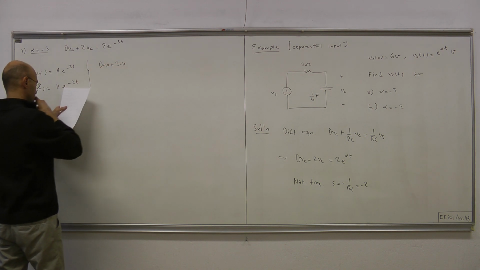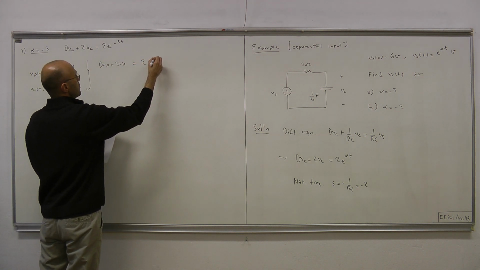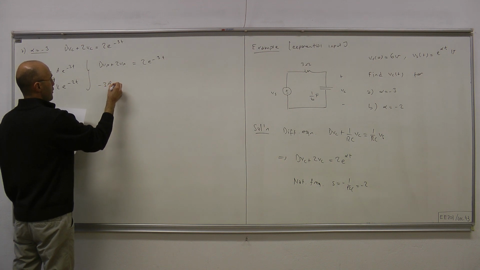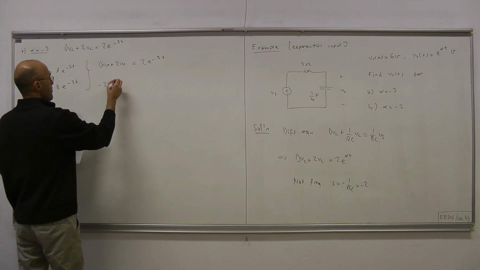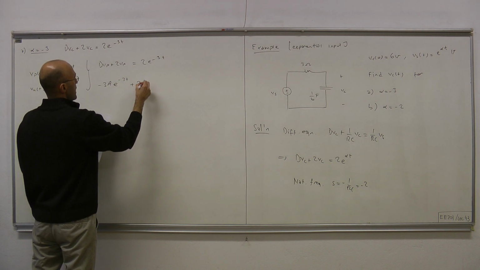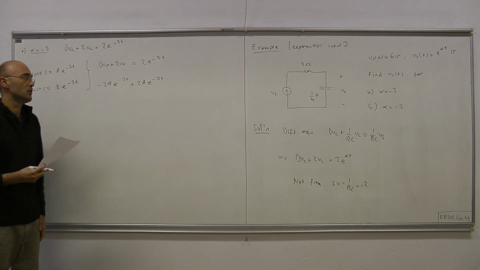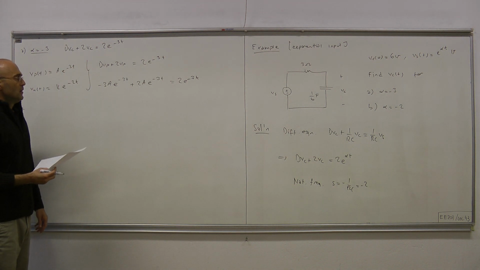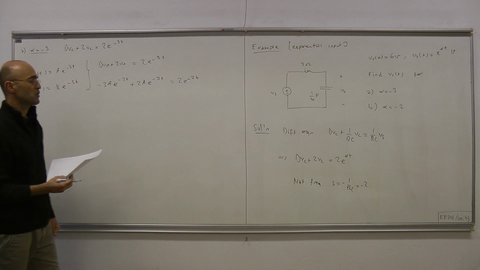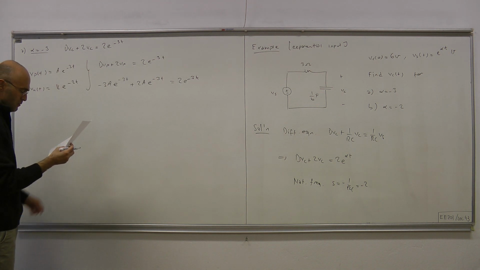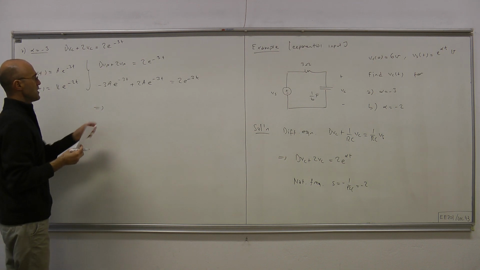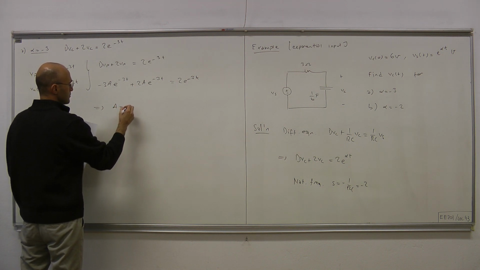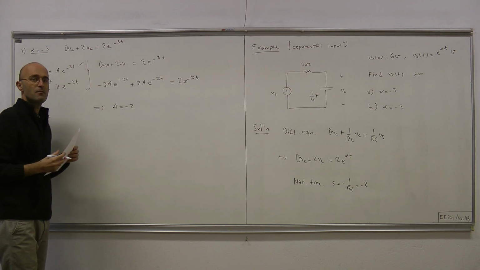dvp plus 2vp equals 2e to the minus 3t. Our particular solution is here, so what we have is minus 3a e to the minus 3t plus 2a e to the minus 3t equals 2e to the minus 3t. Now we can just remove e to the minus 3t, okay, it's never 0. And that tells us that minus a should equal 2, hence a is minus 2. Okay, so the particular solution is found.